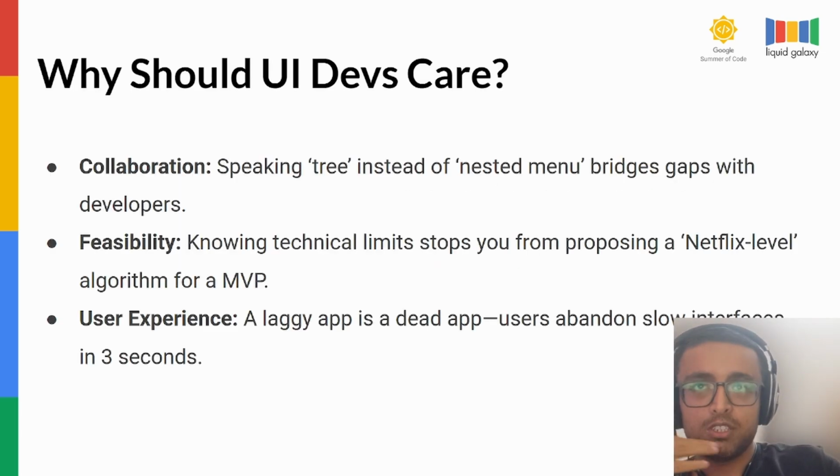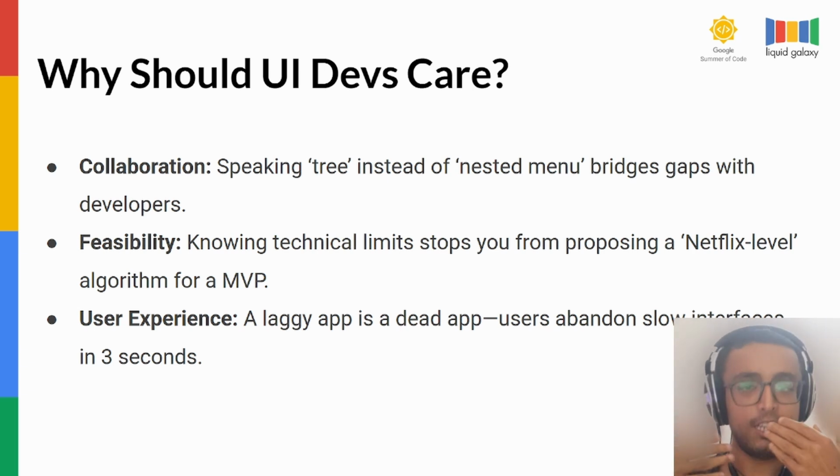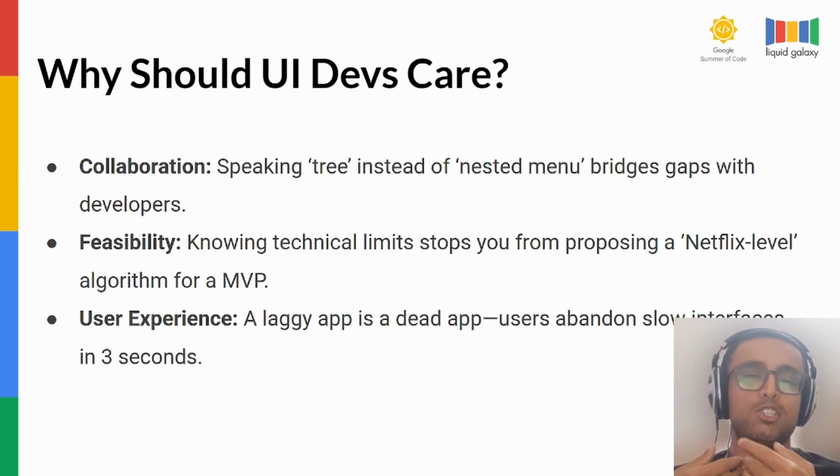And continuing the question, why should UI devs care? I think I have mentioned these reasons before. To calibrate, you need to know what is happening around. You need to know the progress. You need to build an app in the end. So yeah, you need to know. Here is an example, speaking tree instead of nested menu. This is just an example. And it is vice versa.